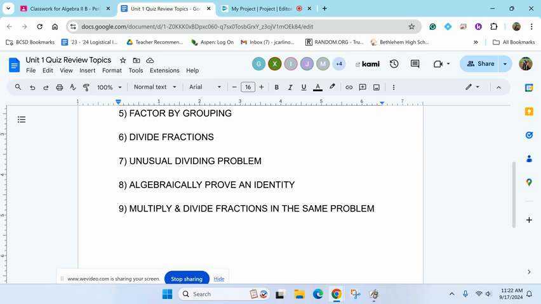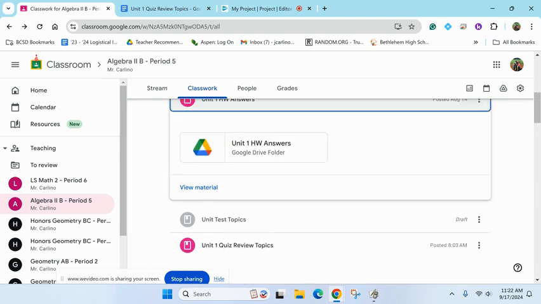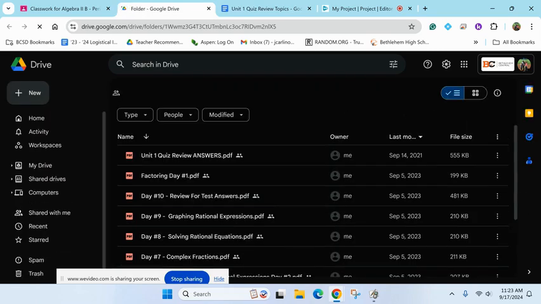Let's start it out. Since you have your Chromebooks open, go to the homework answers while you're there, please. Open up the Unit 1 homework answers, and then open up the review for quiz answers. So you have them, and all the work is there too. I just didn't post answers. It's the first one, Unit 1 review quiz answers.